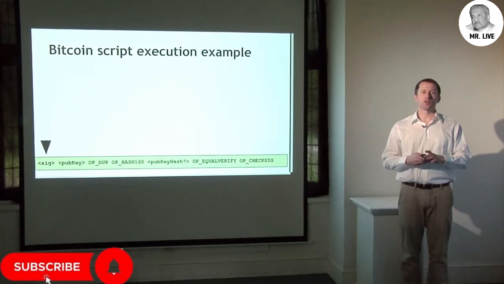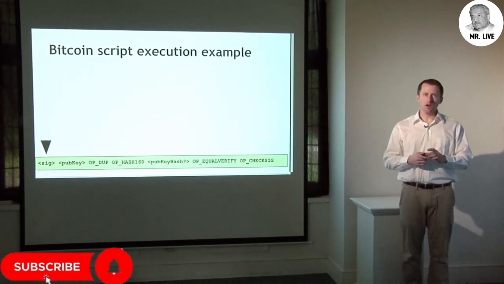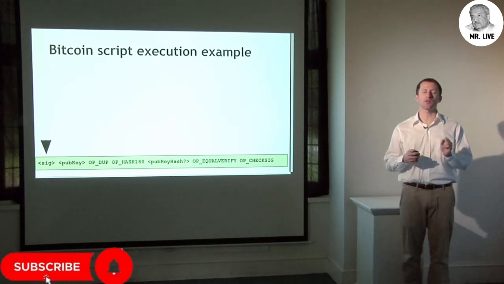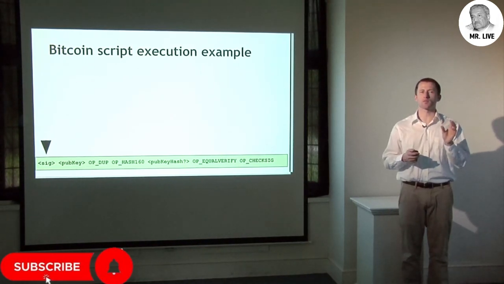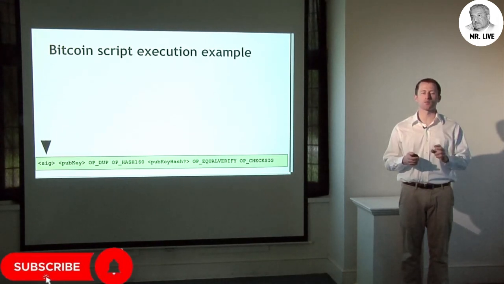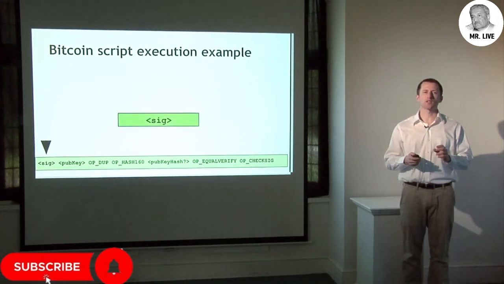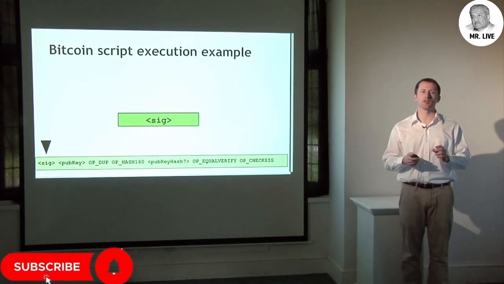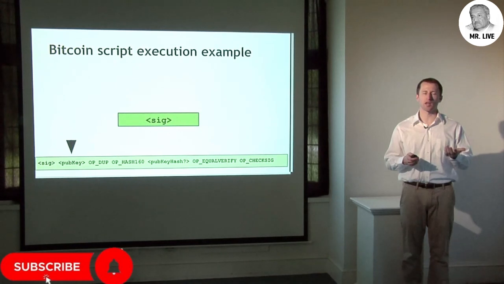So the first two instructions in this script are simply data instructions, like I said, and these are the signature and the public key used to generate that signature. And these were specified by the recipient in that script sig component, or the input script. So executing data instructions is easy in a stack-based language. If you see data, you just push it onto the stack. And that's the only interaction with memory that you have in a stack-based programming language.